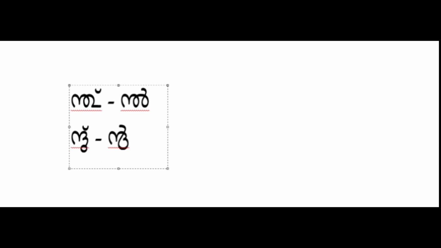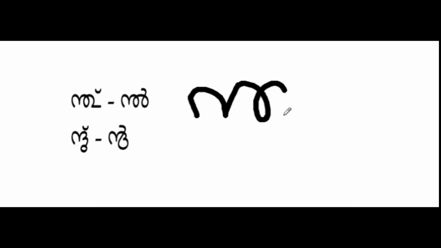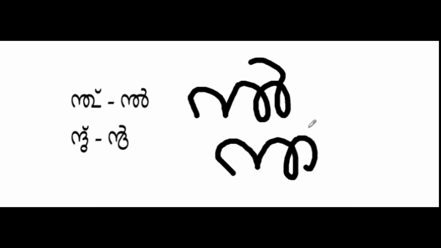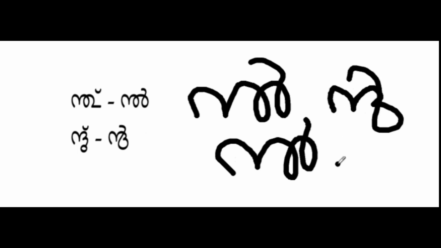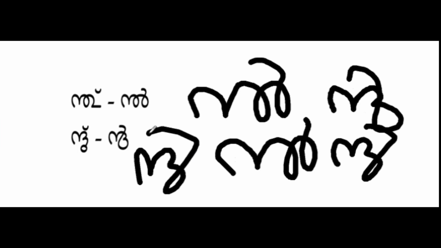So this, how to write? Like this. Nt. Nd. Pandu. Pandu. Those times we have to use this. Like this. This is Nd.